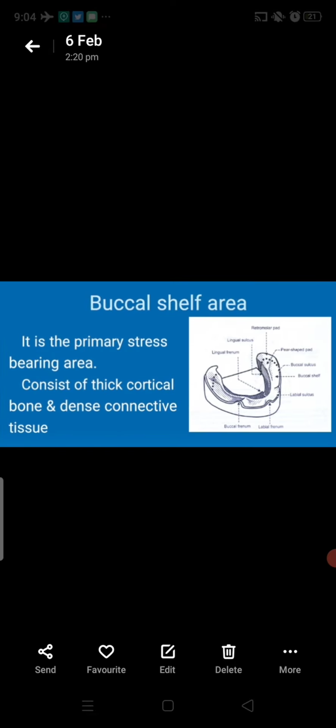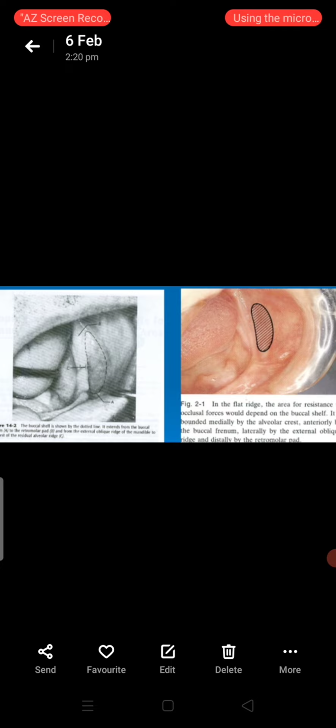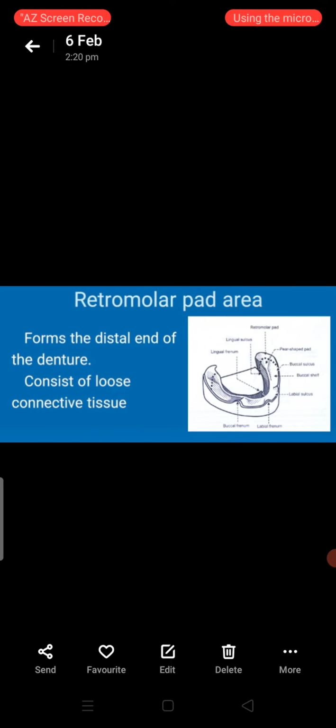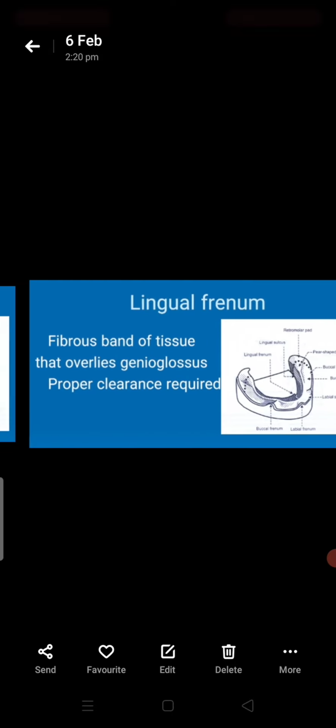Next is the buccal shelf area, which is a primary stress bearing area. It consists of thick cortical bone and dense connective tissue. Next is the retromolar pad area. It forms the distal end of the denture. The retromolar pad area means the posterior limiting structure, and consists of loose connective tissue.